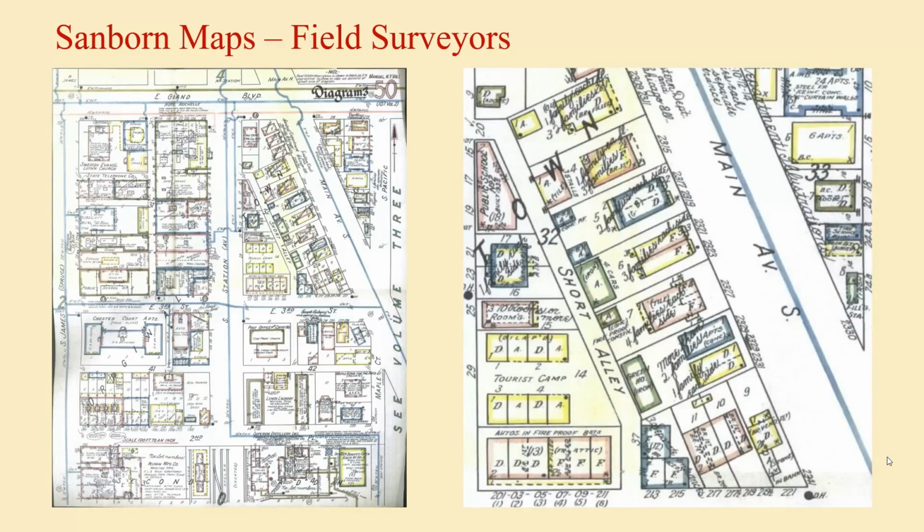Blowing up, going in tight here, you can see some cursive written notes that were telling the surveyors how to handle certain conditions and whether a building was to be listed as a dwelling or a flat, and things of that nature. So, I have some questions about this, but I wanted to show you this to give you some idea of what they did to get all of this information on these maps.